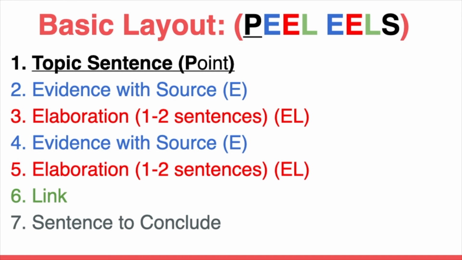Basically, one more time, we peel our EELS. We have our topic sentence, which is our point, evidence with our source, we elaborate or explain, and then that L that was in there, that's optional. I just left it out because most of you won't use it, and go straight into the EELS, another piece of evidence with the source, explain that piece of evidence, link everything back to your original point sentence with, hey, this is how people lost their jobs during the Great Depression, and then also a sentence to conclude and to wrap it all up. And again, you could link and do your sentence to conclude all at the same time in the same sentence if that works best for you.